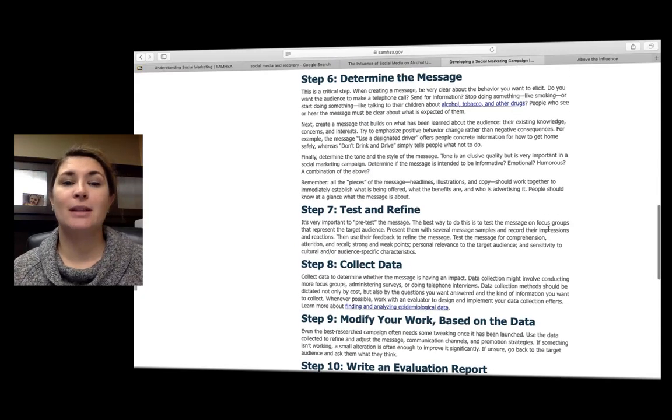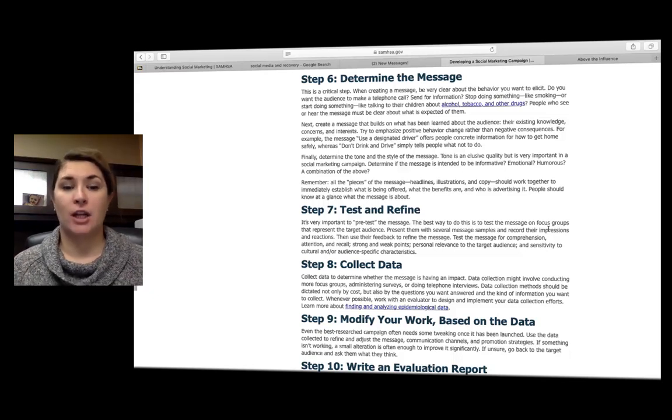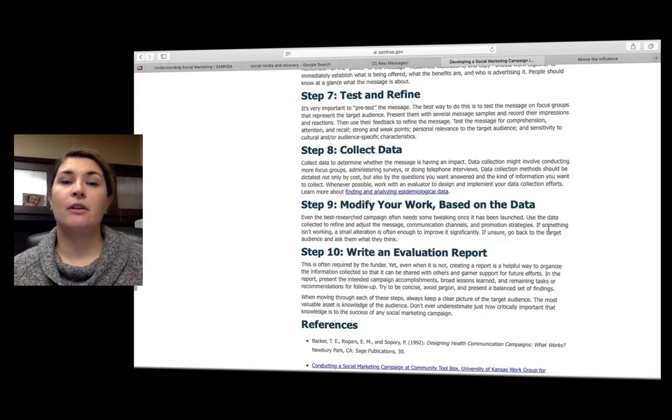Step 6 is determine the message. This is where we critically are writing what is the message that we want them to read from our campaign. So creating a new message that builds on what they've learned. An example of this is use a designated driver. That tells them what they can do instead rather than just don't drink and drive. Test and refine.